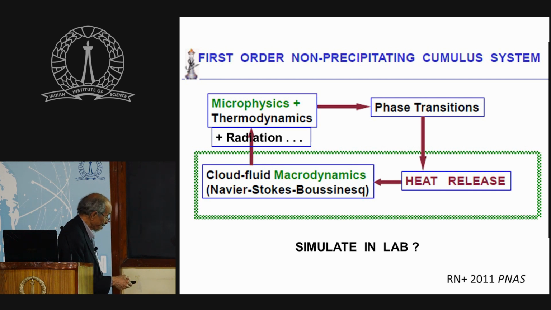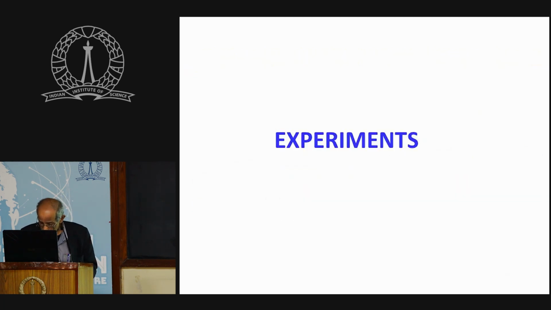Navier-Stokes is not enough, so you have to use the Boussinesq term, namely the gravitational force. And that, once again, is connected with thermodynamics through condensation as well as evaporation. And in microphysics, there may be ice, there may be other particles, radiation from the sun. So all of those, once again, lead to these phase transitions and so on. So there's a kind of circle here. And how can we simulate this in the lab? That is the question. So we started making some experiments.